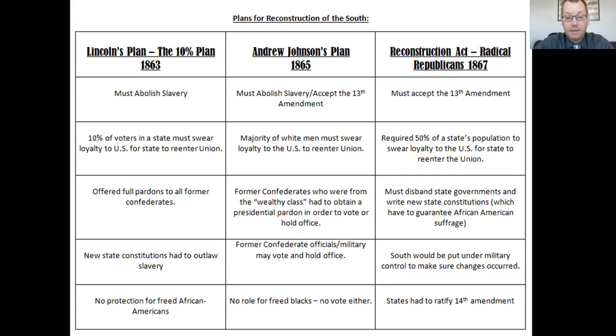Andrew Johnson, his vice president, we'll get to why he has a plan, was a little bit more punitive, or a little bit more requirements for the South to achieve.